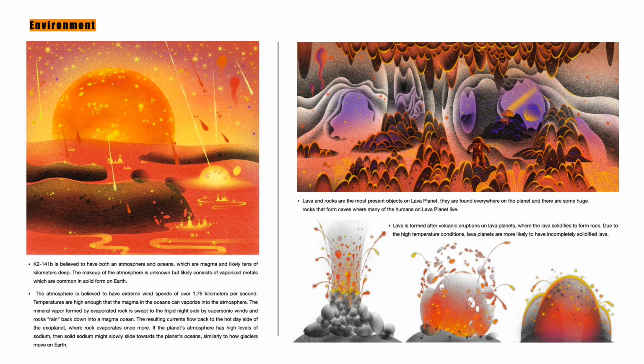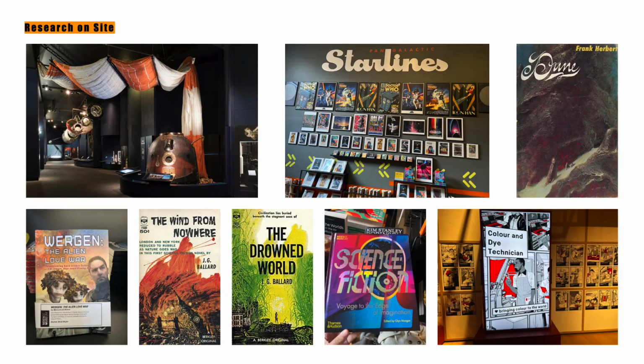In terms of the connection and significance of the project to the audience, since my project is to build an imaginary lava planet world and reflect the realistic significance, I conducted research from a series of science fiction novels. For example, through the analysis and reflection on the science fiction novel Dune and the science fiction novels The Wind from Nowhere and The Drowned World by British writer J.G. Ballard, which involve climate-related and social issues as well as environmental issues, I further thought about the significance of my project.